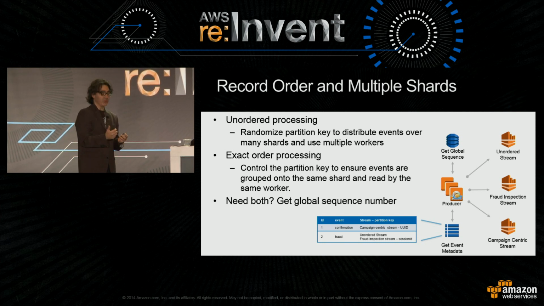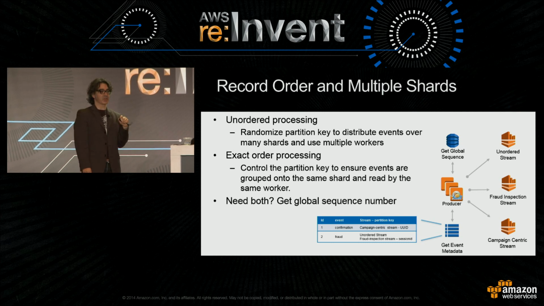If you need both, consider getting a global sequence number outside of Kinesis. You can use, for example, an atomic counter in DynamoDB, get that sequence number, put it as part of the record payload, and then use that downstream to put the sequence back together.